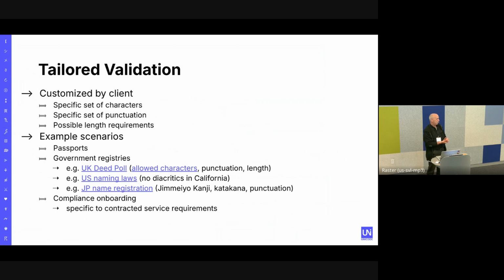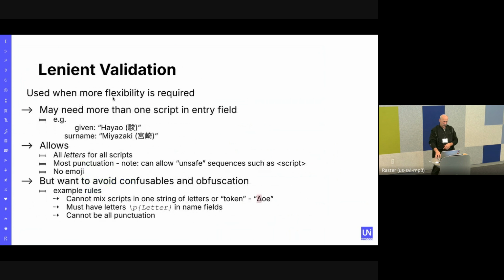Japan has some very specific naming requirements. They have something called Jinmeiyo Kanji, which is the list of kanji characters that you're supposed to use for naming a child, or katakana, and a very limited set of punctuation that's allowed. If you're doing onboarding into financial systems, the compliance systems that you talk to may also have very specific requirements in limiting what characters are allowed, or the mapping back. So the tailored would allow you to then map to those different situations.